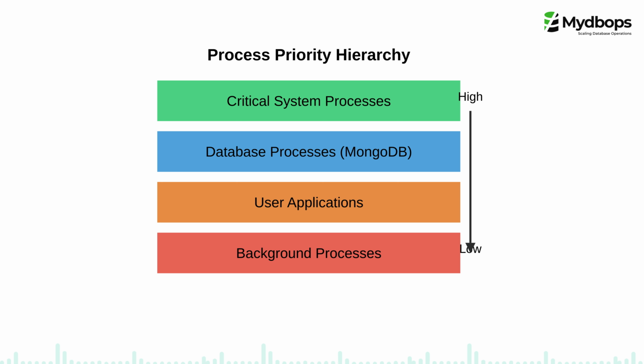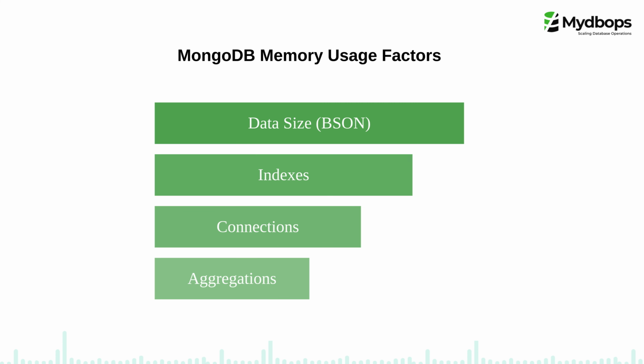And our source material digs into three specific reasons why MongoDB might be using so much memory. First off, it's how MongoDB stores the data, the format it uses. It's this format called BSON. BSON is great because it's really flexible. You can store all kinds of data types. That's one of the things people love about MongoDB. For sure. But that flexibility can mean that BSON needs more memory compared to some other database formats that are a bit more strict.